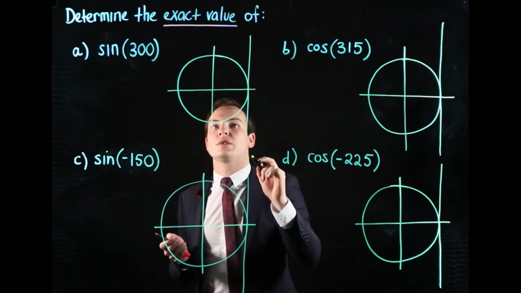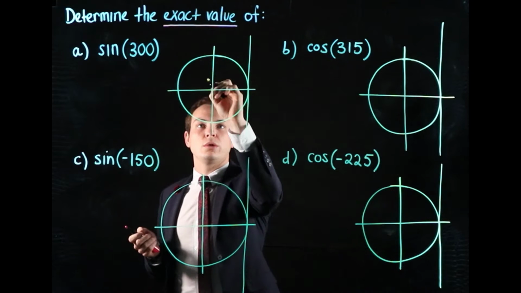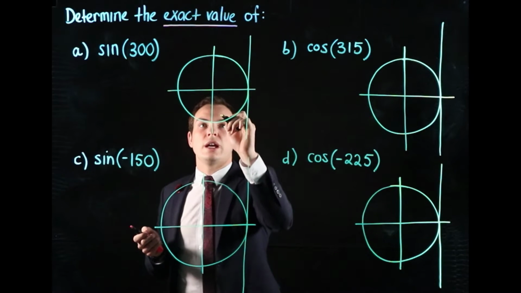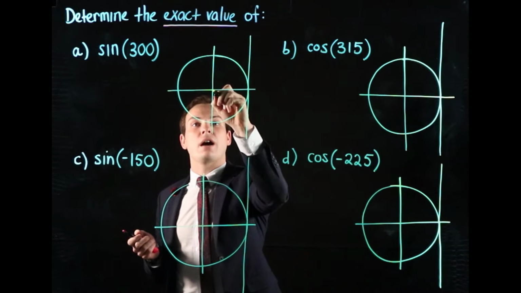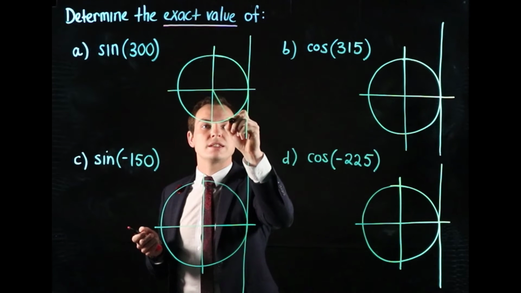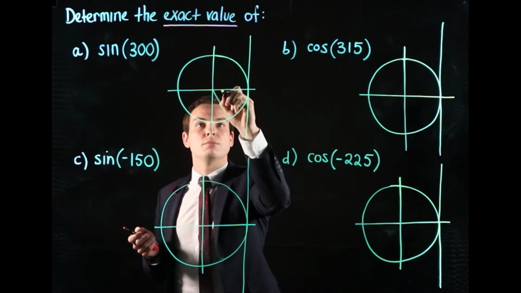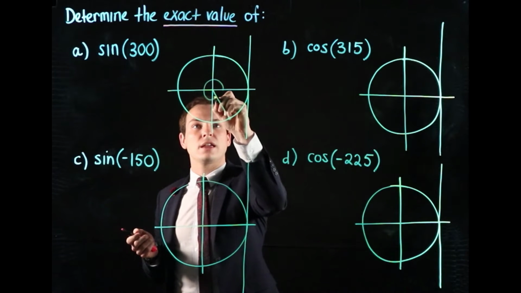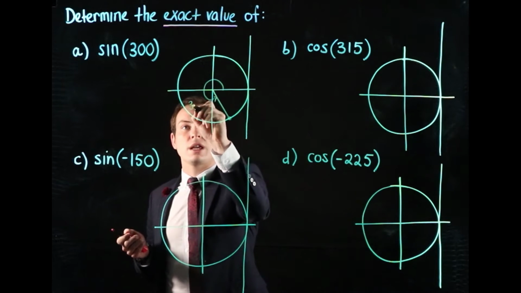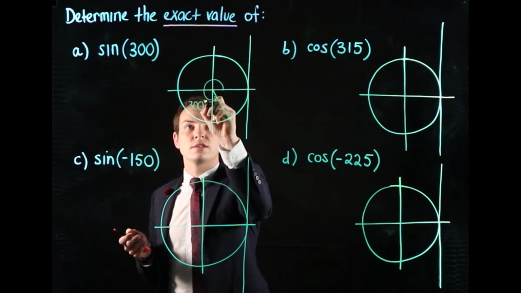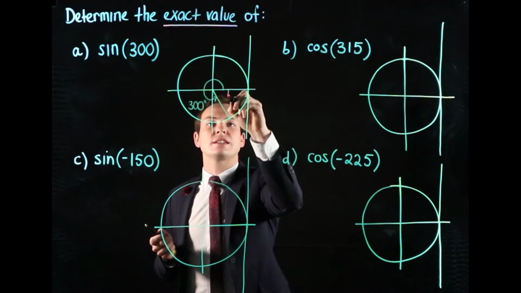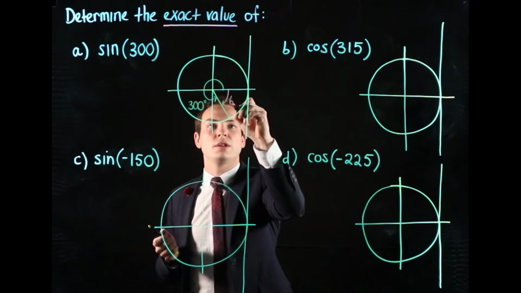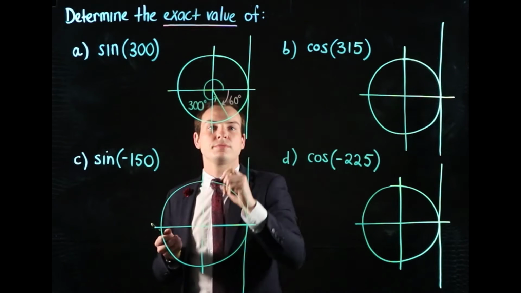So 300 degrees is going to be all the way around in this fourth quadrant, and it's going to be 60 degrees back from 360. So that means that our angle is going to be somewhere around here. Measuring from here around to there, that is going to be 300 degrees. Another useful thing to think about is that that is 60 degrees back from 360.